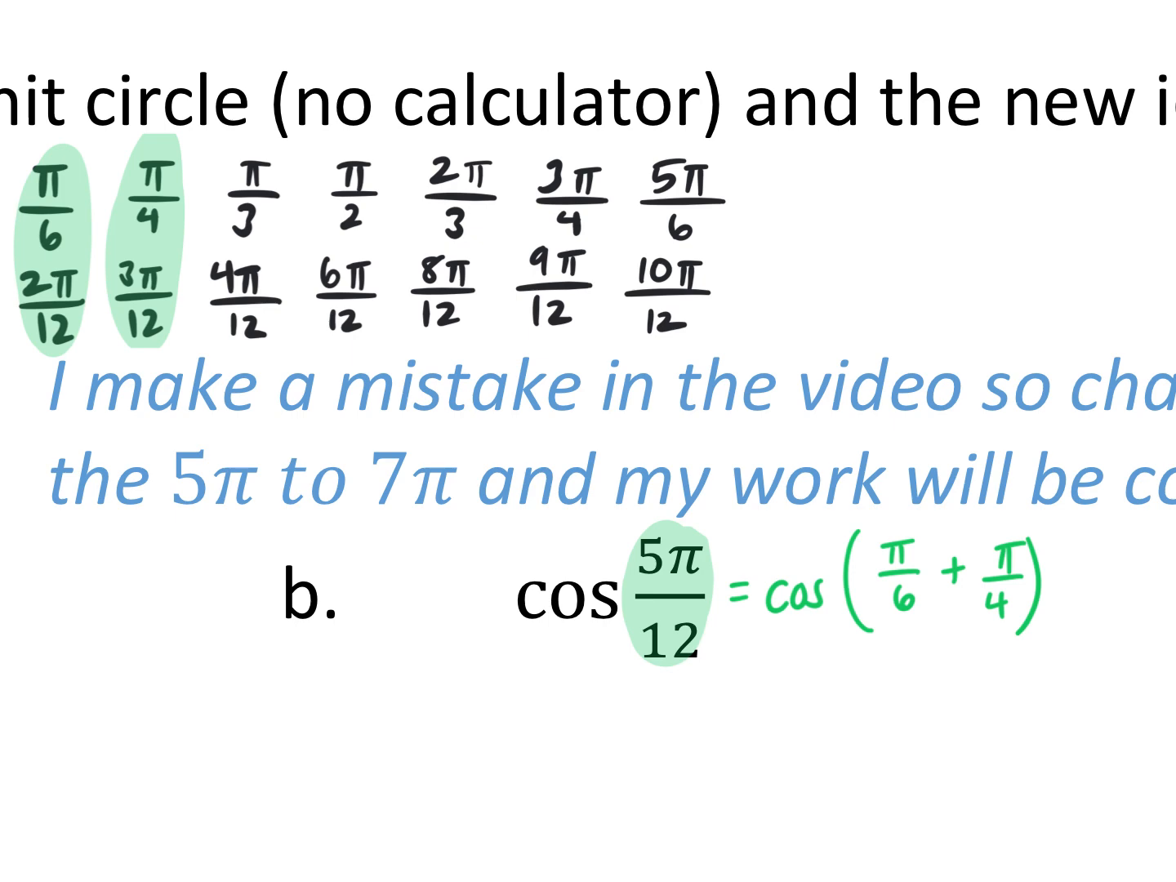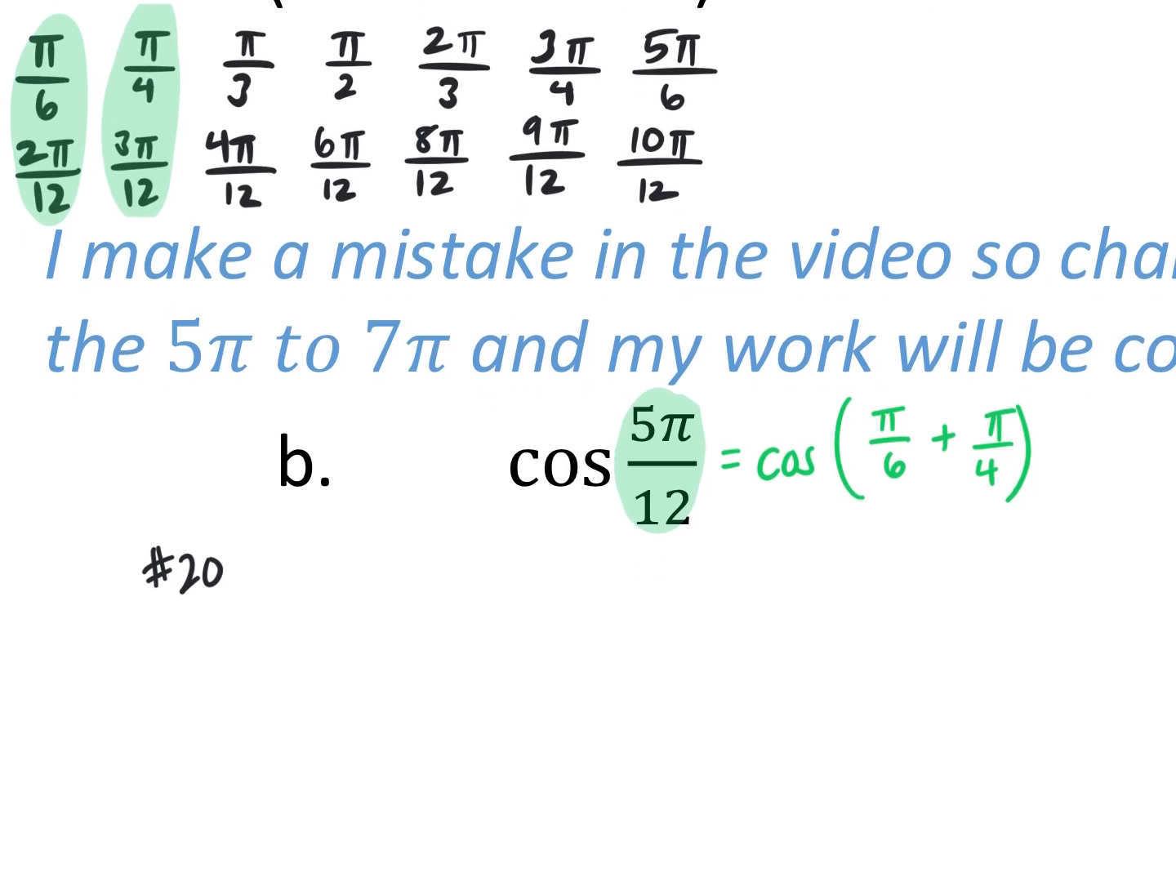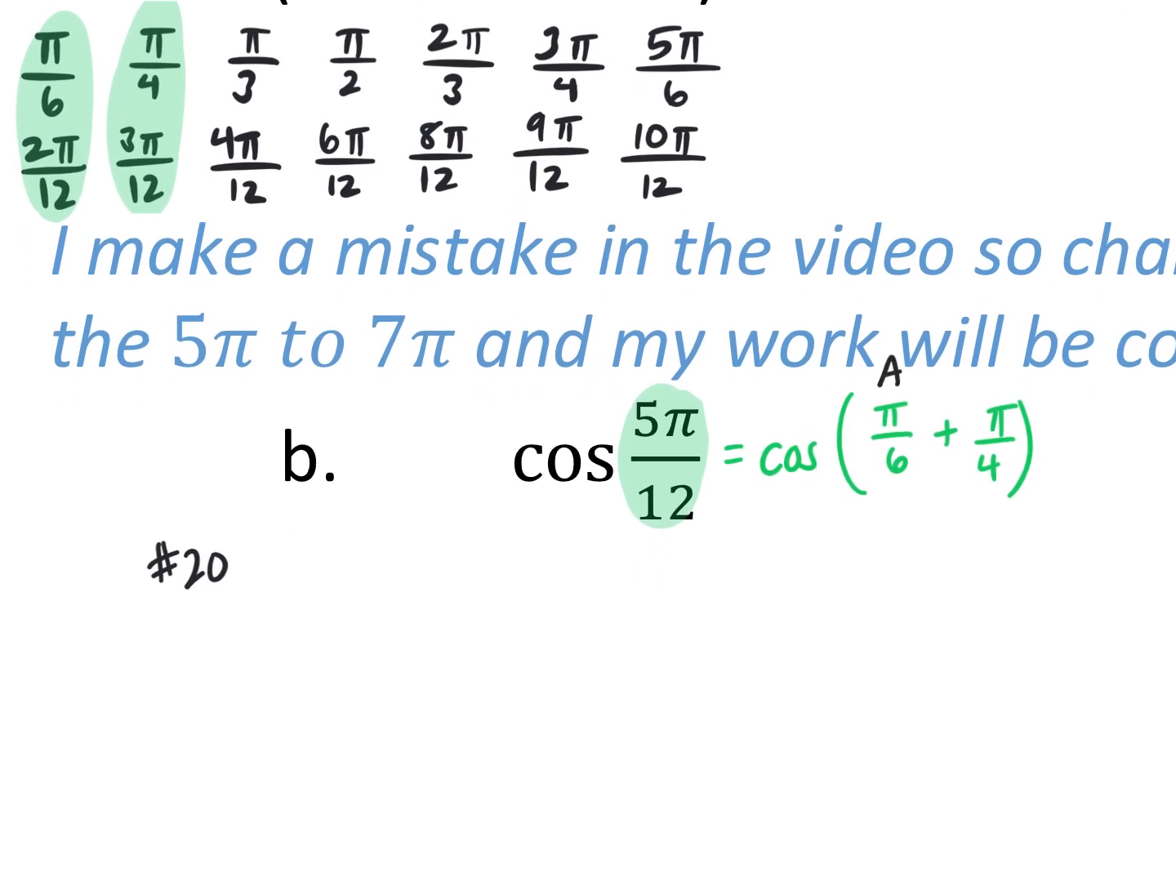And now we're going to use our formula for addition. So this is going to be using formula number 20 on your gold sheet, with my A value being this pi over 6, my B value being pi over 4. So we are going to evaluate cosine of pi over 6 times cosine of pi over 4, and then I'm going to subtract sine of pi over 6 times sine of pi over 4.